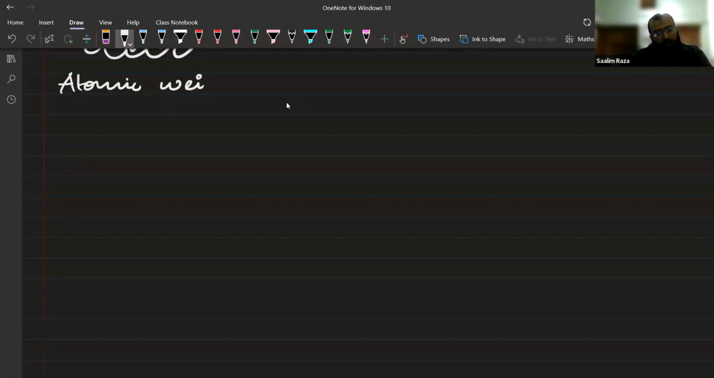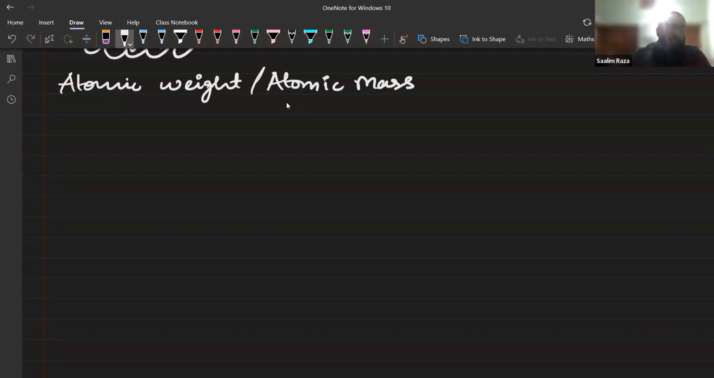Atomic weight, or we call it atomic mass. Both mean the same here, and we use them interchangeably. Even though weight and mass, I hope you remember from the 9th standard gravitation chapter, are different things, let us ignore that fact. Again, language.